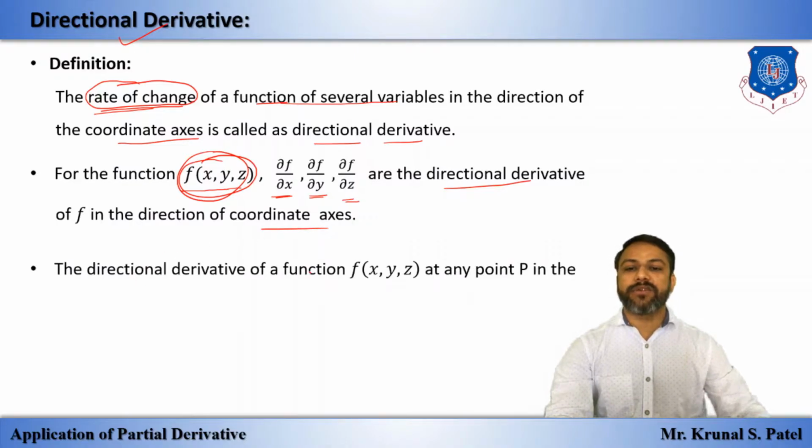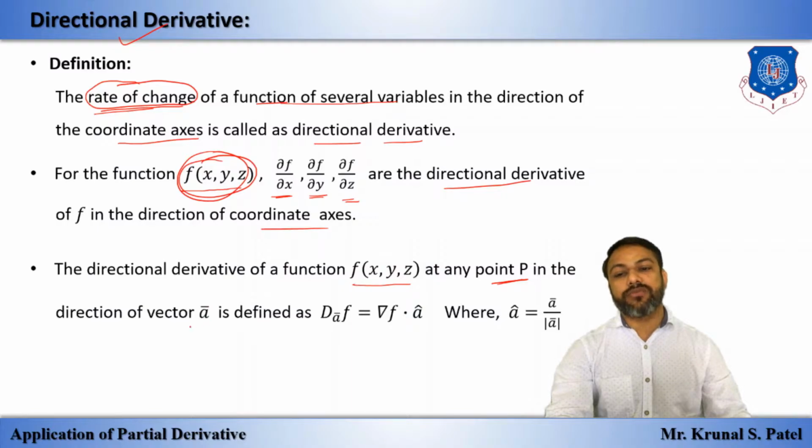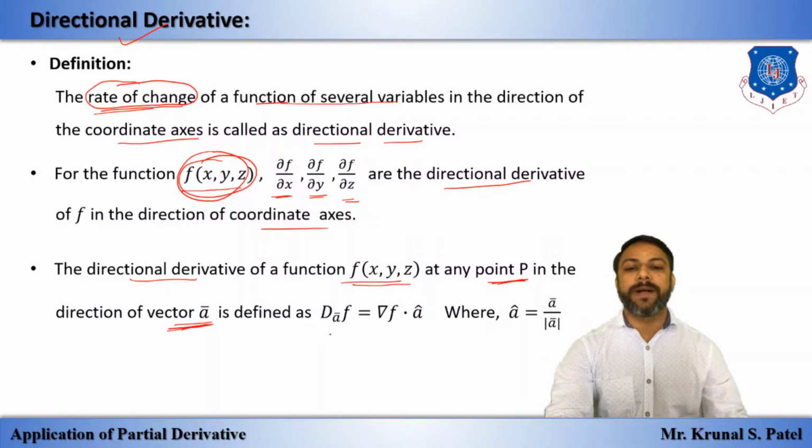Now the directional derivative of function f of x comma y comma z at any point p in the direction of vector a. These are the directional derivatives in coordinate axis only, but if the directional derivative of any function at a point in a particular direction is given and you want to find it, then you have to use this formula. This D stands for directional derivative of f in the direction of a. What is the meaning of this?